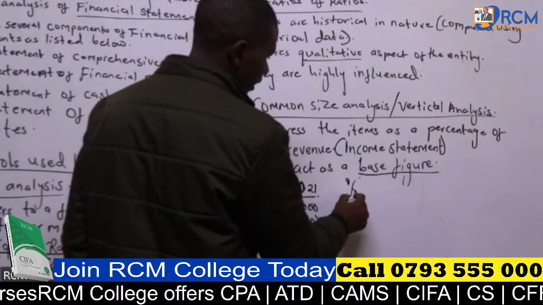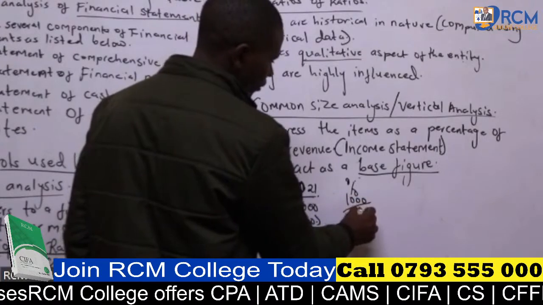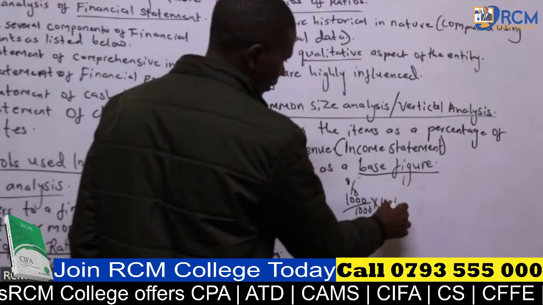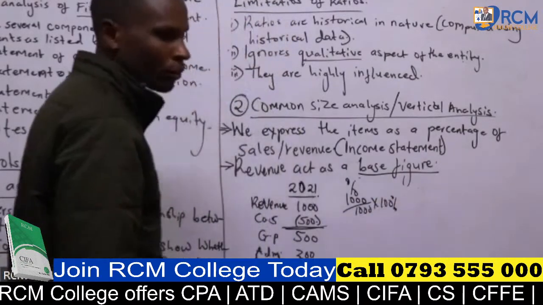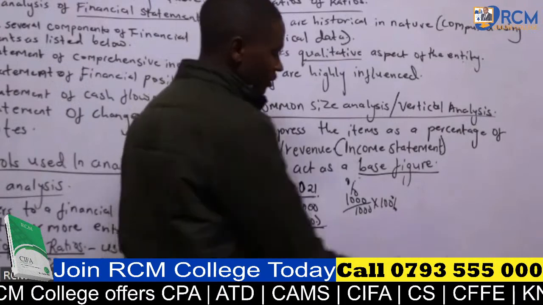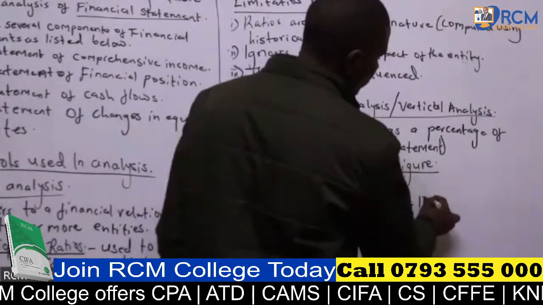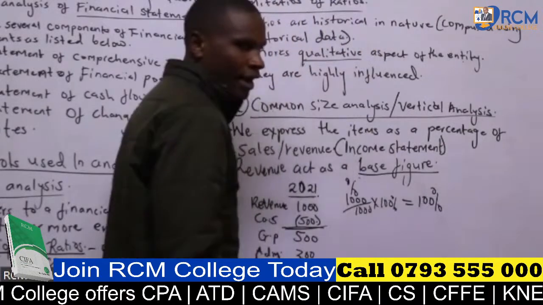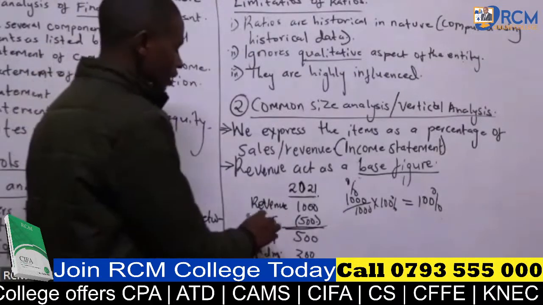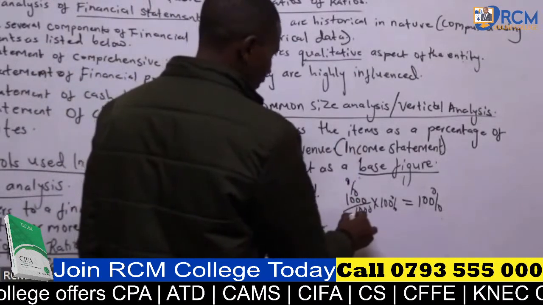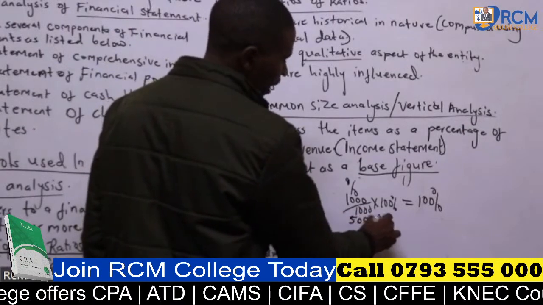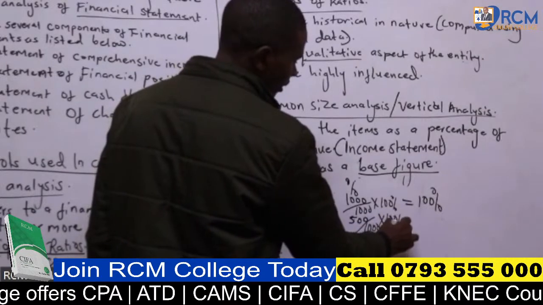So I have 1,000 divided by 1,000 times 100. How much do I get there? 1,000 divided by 1,000 times 100%. So revenue will always be 100%. What about the cost of sale? As a percentage of sale, it is 500. 1,000 is our base figure always, times 100.